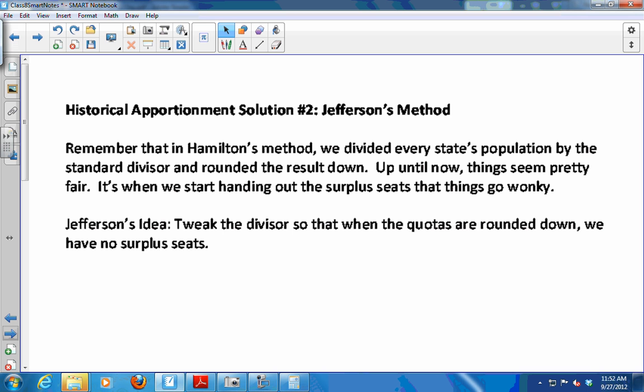So we have all these really serious flaws for Hamilton's method. It looked really great at first, but then you dig a little deeper, we found all these really serious flaws. So another founding father.